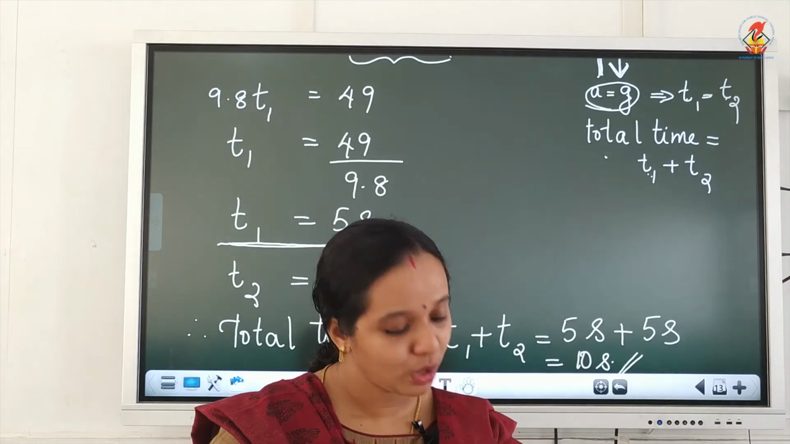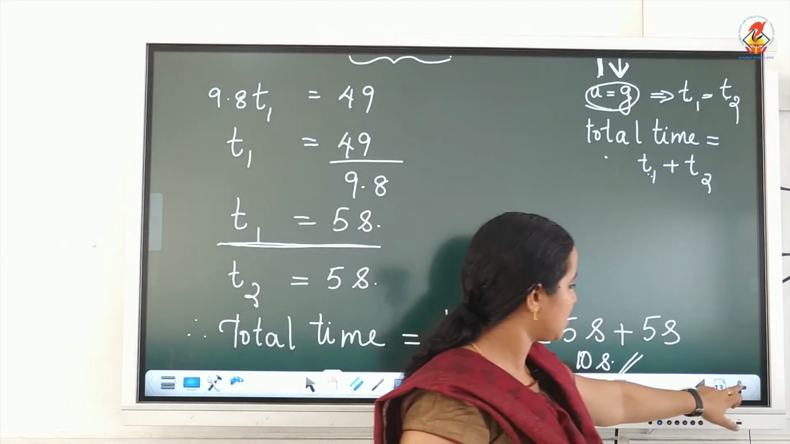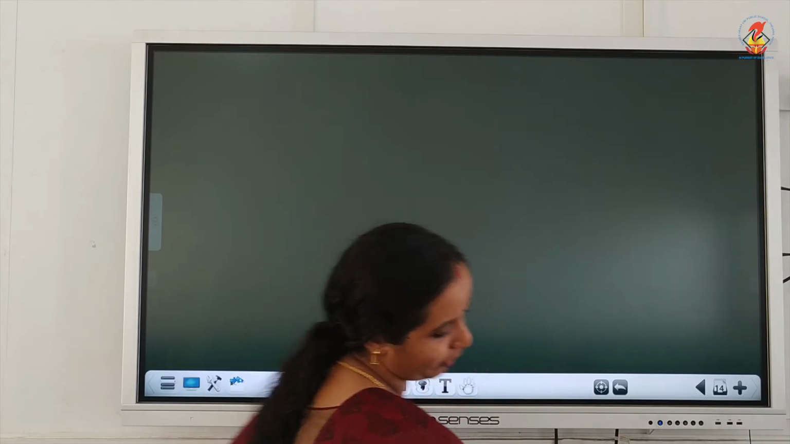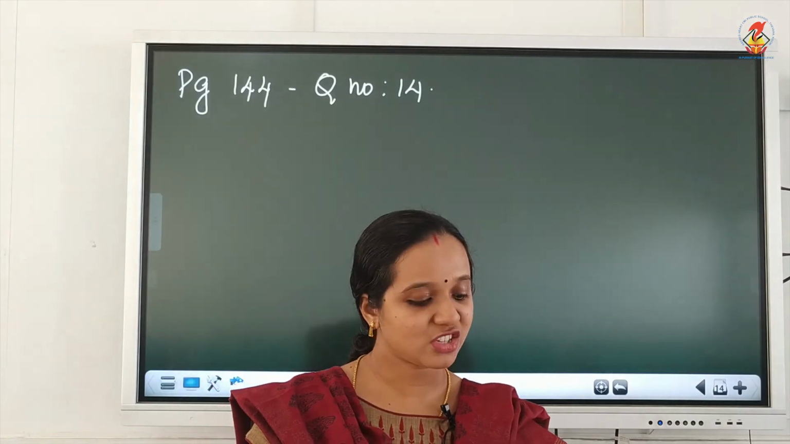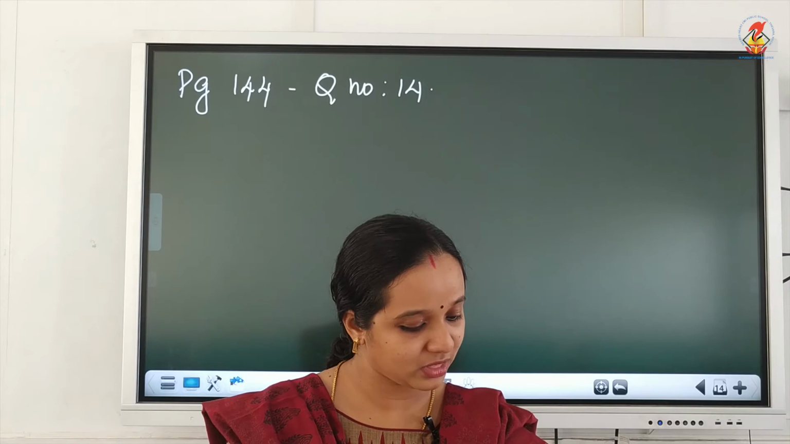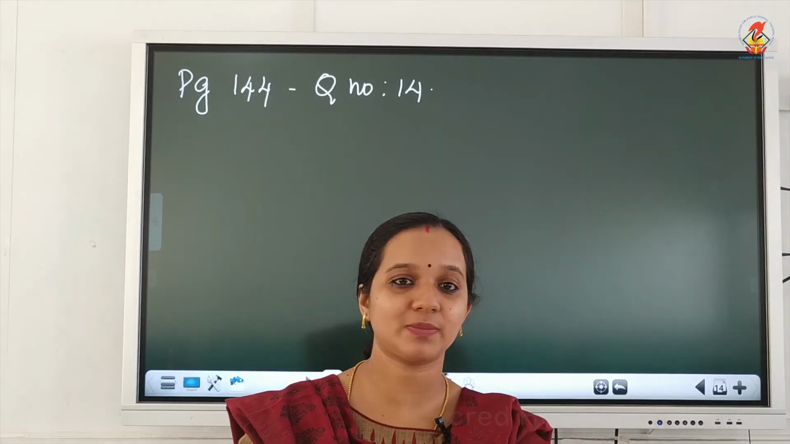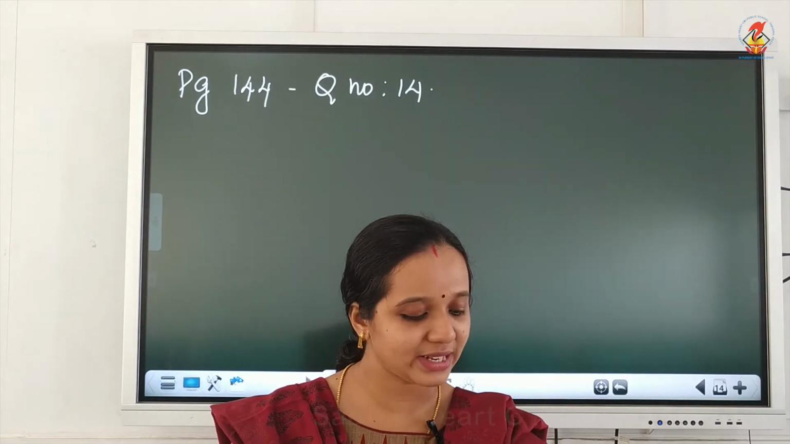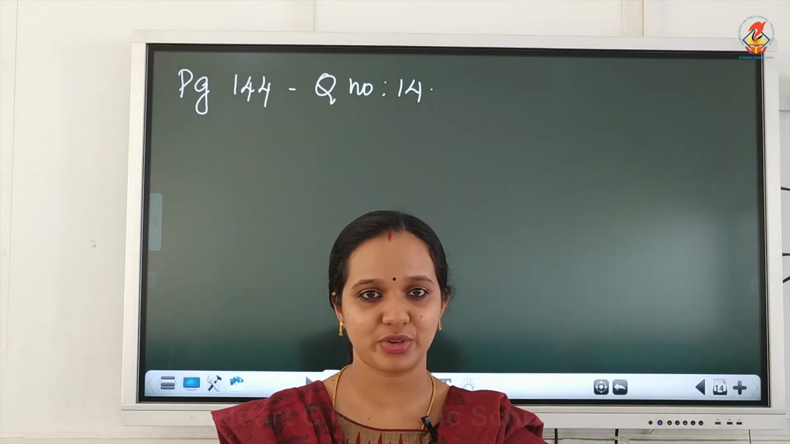Now, moving to the 14th question of your textual exercise. That is page number 144, question number 14. The question is, a stone is released from the top of a tower of height 19.6 meters. Calculate its final velocity just before touching the ground.